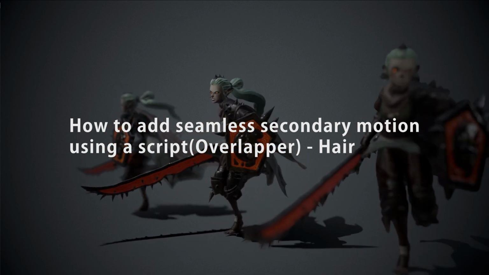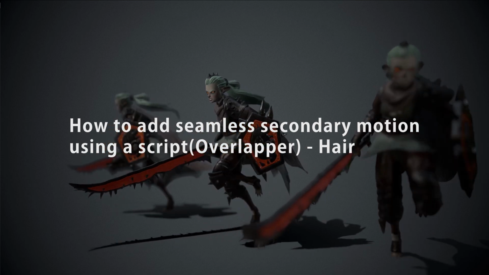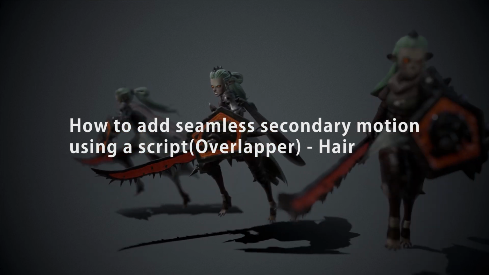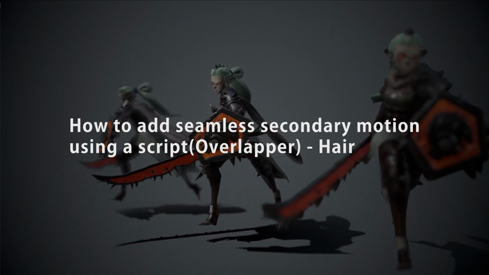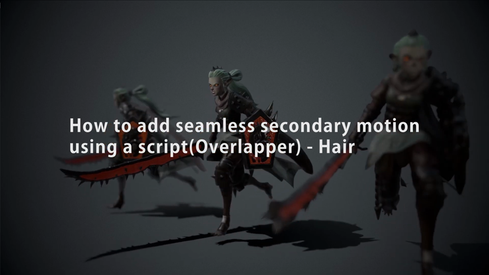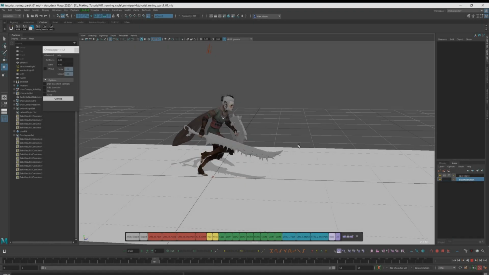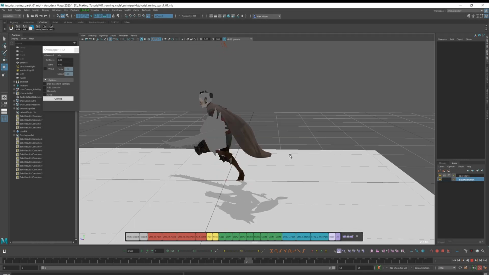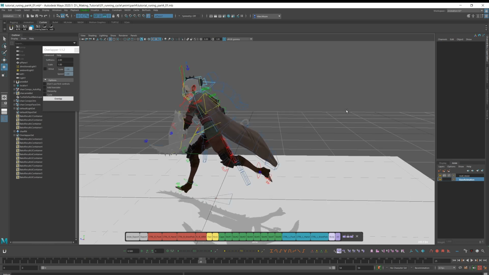In this part, I will explain how I added hair movement. I used the overlap script, but even if you use a different secondary motion script or plugin, it will work in quite the same way. So you can try this tutorial with a different script. We did it on the cape, and let's try one more on the hair.